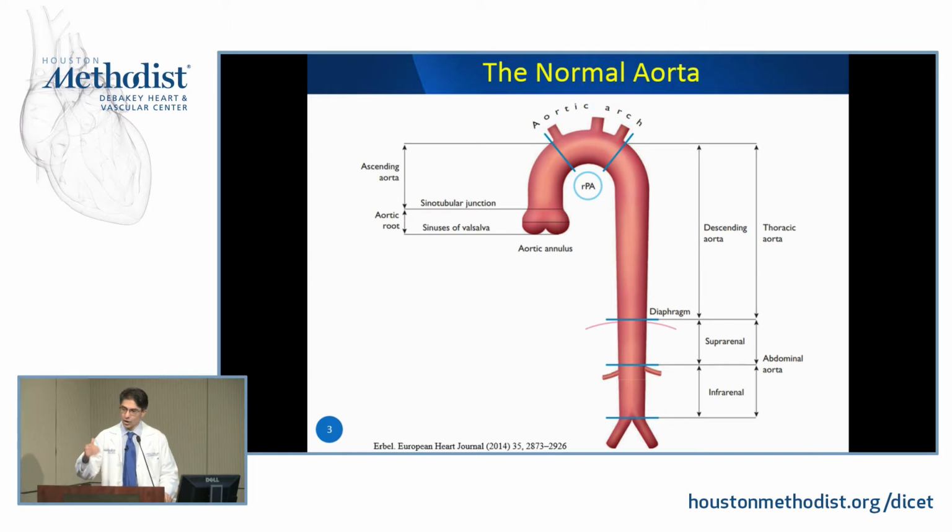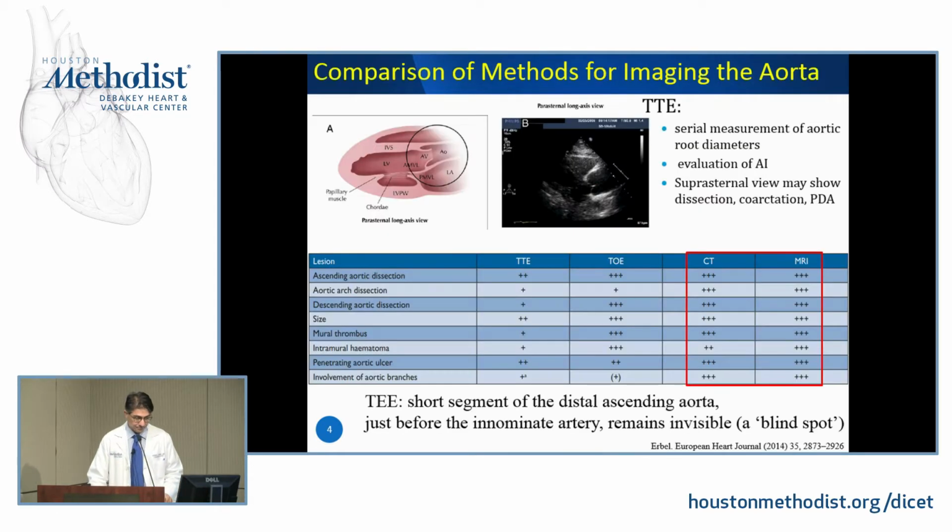Once we get below the diaphragm, you are now in the abdominal aorta. Abdominal aorta generally can be divided into three parts. You've got the suprarenal abdominal aorta, you've got the juxtarenal abdominal aorta, and then the infrarenal abdominal aorta. So just a gross evaluation of what the different nomenclature of the aorta is.